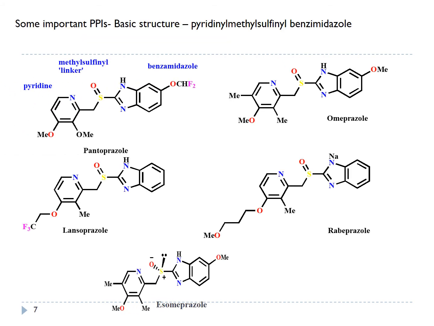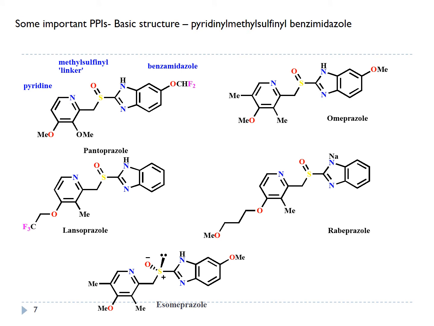Let us see the structure of PPIs. If you see the structures, you will understand that there is a basic nucleus which includes the pyridine, the methyl sulfonyl, and the benzimidazole. So, the basic nucleus of all PPIs is pyridinyl methyl sulfonyl benzimidazole. The various examples given here are omeprazole, esomeprazole, pantoprazole, lansoprazole, and rabeprazole.